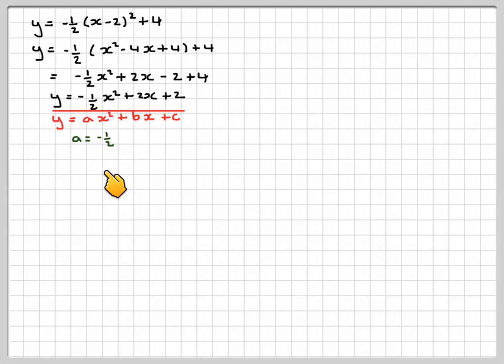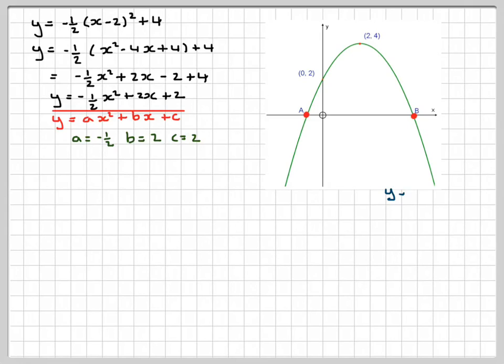Therefore we now have it in this format, ax squared plus bx plus c. And therefore we can say that a is equal to minus a half, b is equal to 2, and then c is also equal to 2. If we go back to the graph, we need to find the coordinates of this point and this point, which means we need to solve the equation equal to 0. Minus a half x squared plus 2x plus 2 is equal to 0.